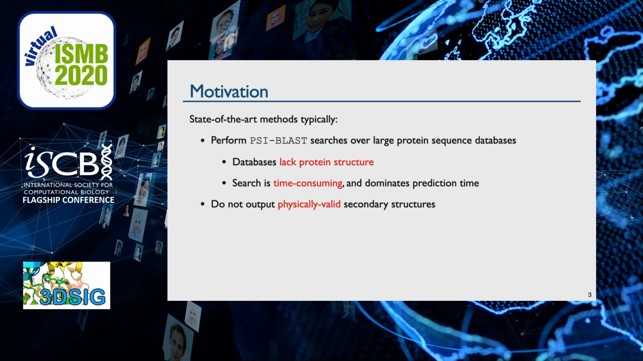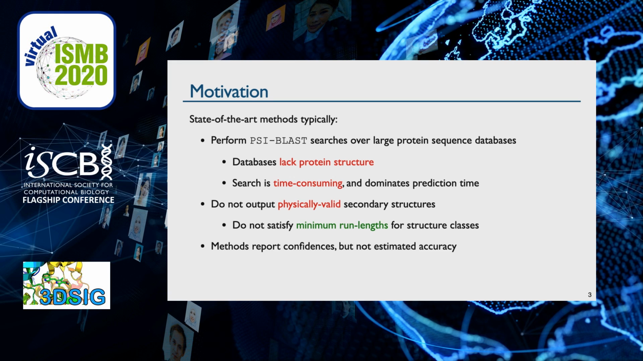Many of these tools do not output physically valid secondary structure. In particular, they don't satisfy minimum run lengths. For example, an alpha helix must be at least 5 residues long in nature. These methods report confidences, which are a measure of how unambiguous the predicted structure class is at a residue, which doesn't translate to estimated accuracy, which is more desirable to a user.